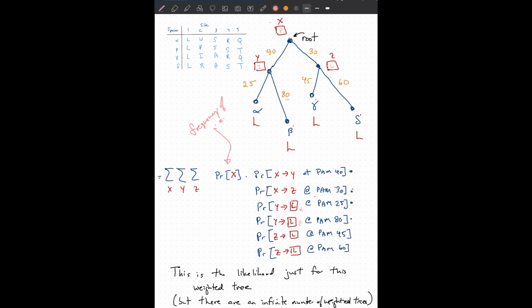Okay. Finally, we calculate now the probability of going from Z to L across 45 PAM and across 60 PAM, Z to L. So leucine to leucine, leucine to leucine. Presumably these would be quite high scoring, right? Because the leucine has stayed the same. Now over those 8,000, that's our likelihood for this one tree. Now this is one tree.